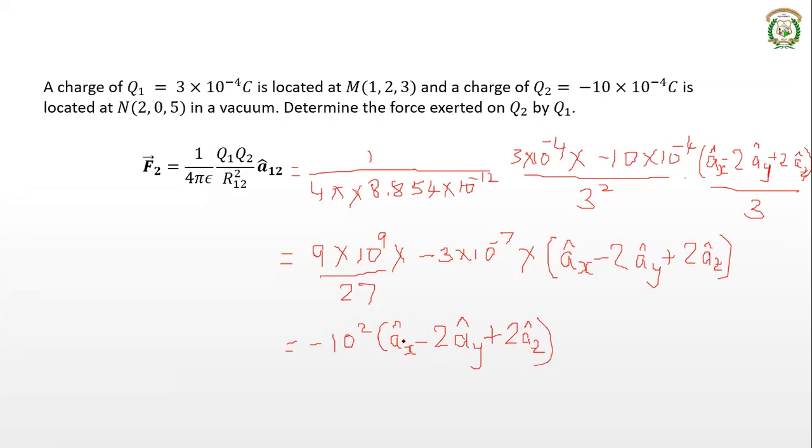If I multiply this with each term, what do you get? 10 raised to 2 is 100. So it will be minus 100 AX, minus into minus is plus, 100 into 2 is 200 AY, minus into plus is minus 200 AZ, right? So this is the expression for the force exerted on the point Q by Q1. Okay, the units are important. The units are newtons, so many newtons, right?